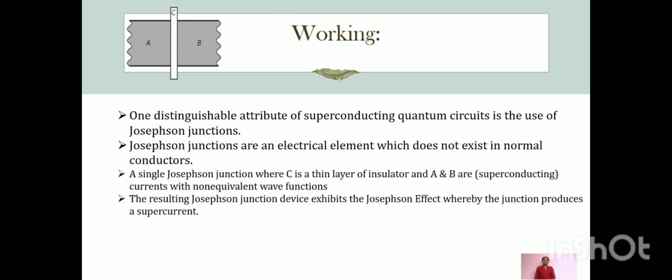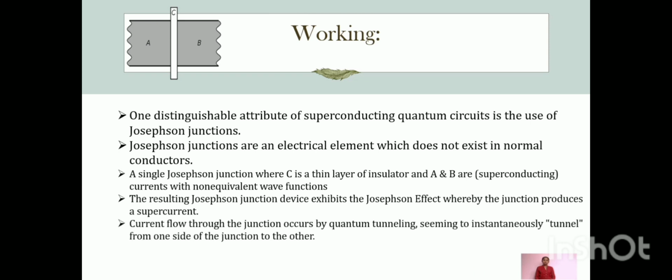The resulting Josephson junction device exhibits the Josephson effect, whereby the junction produces a supercurrent. The current flow through the junction occurs by quantum tunneling, seeming to instantaneously tunnel from one side of the junction to the other.